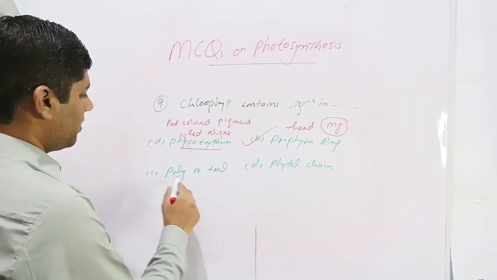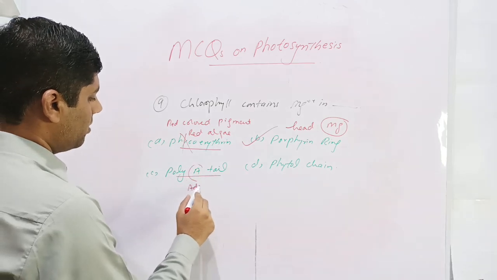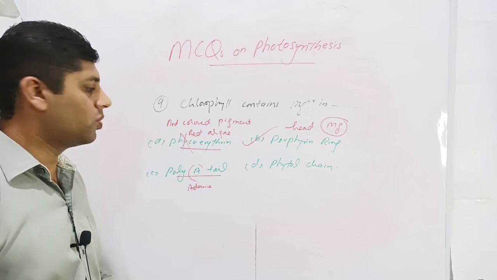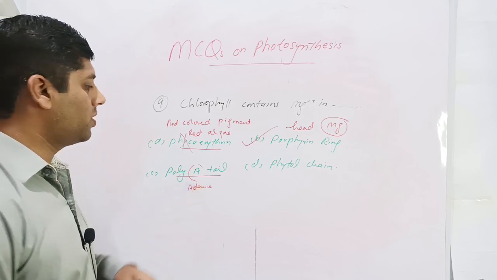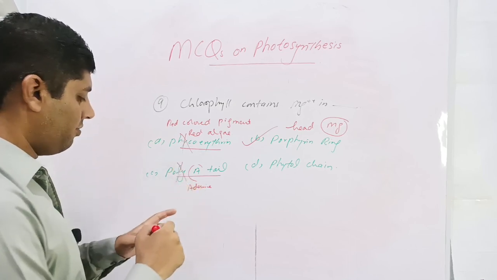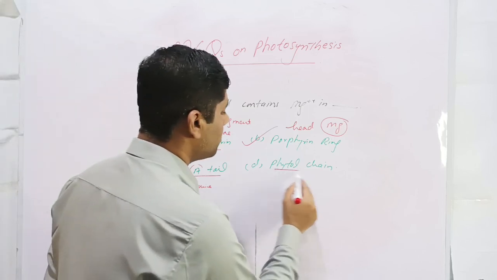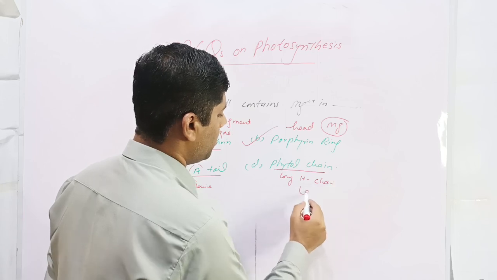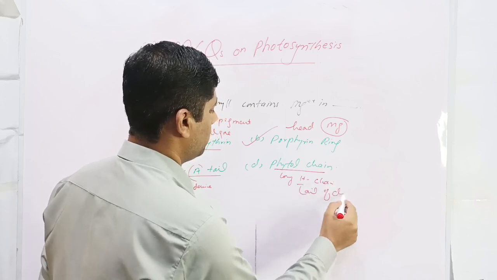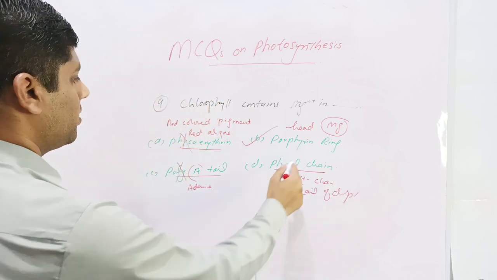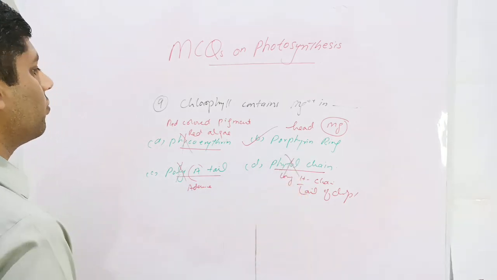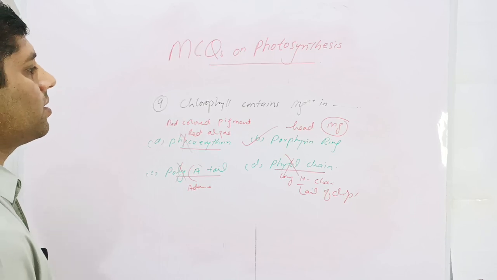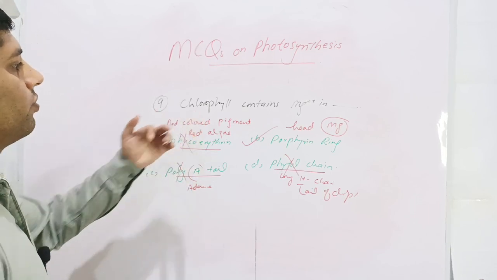Other options are poly A tail. A refers to adenine, and poly A tail is the long chain containing adenine molecules present in the messenger RNA. So this option is also incorrect. And the final option, phytol chain, is a long hydrocarbon chain as the tail of the chlorophyll. So magnesium is not present in the tail of chlorophyll, it is present in the head of chlorophyll. So the correct option here is porphyrin ring, which contains magnesium as the central element and constitutes the chlorophyll molecule.